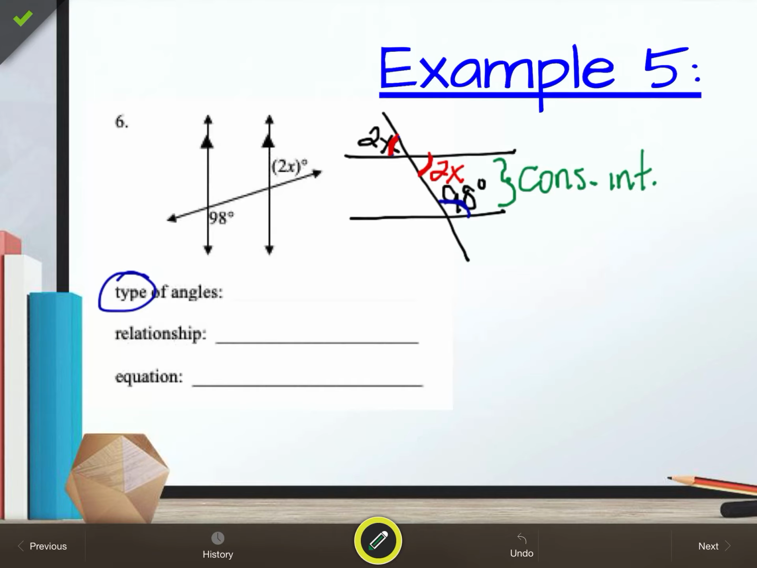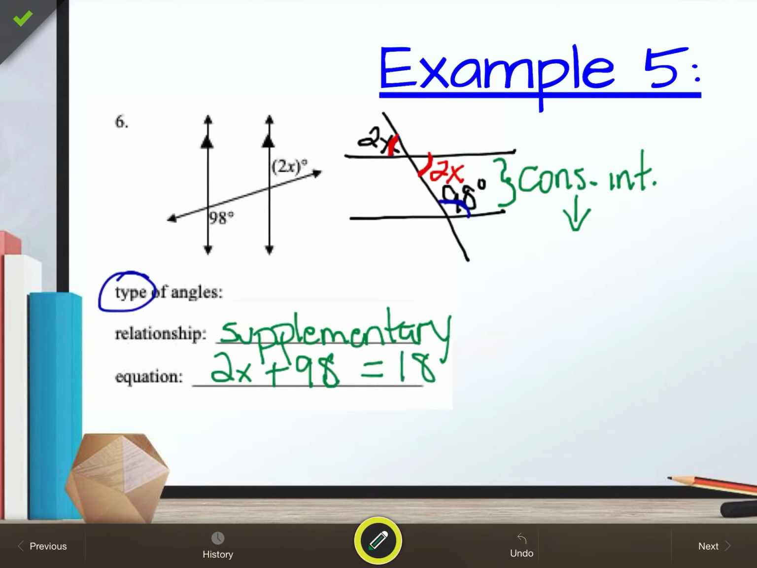Now, is that the only way I could have come up with that? No. But I'm going to write my equation using consecutive interior. What do we know about consecutive interior angles? Consecutive interior angles are supplementary, which means they add up to 180. So, what would my equation be? 2x plus 98, first angle plus the second angle, equals 180.